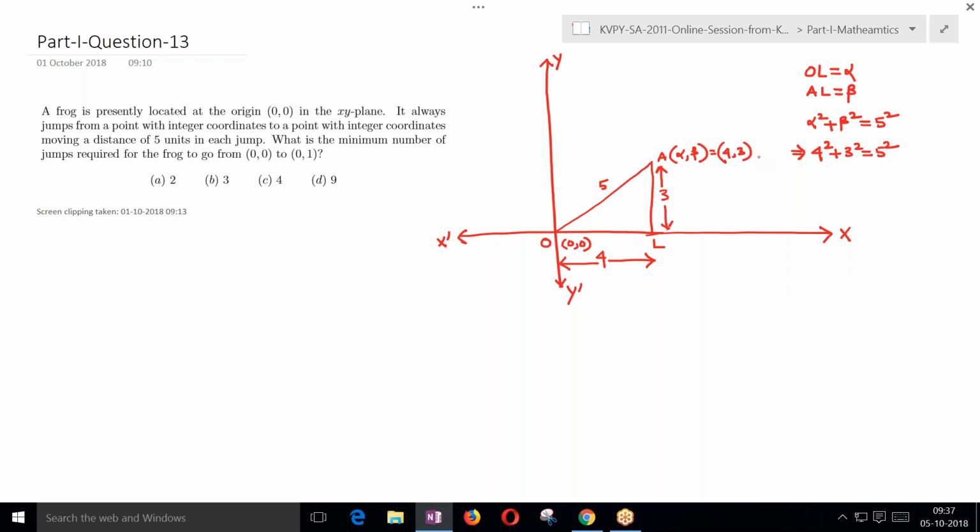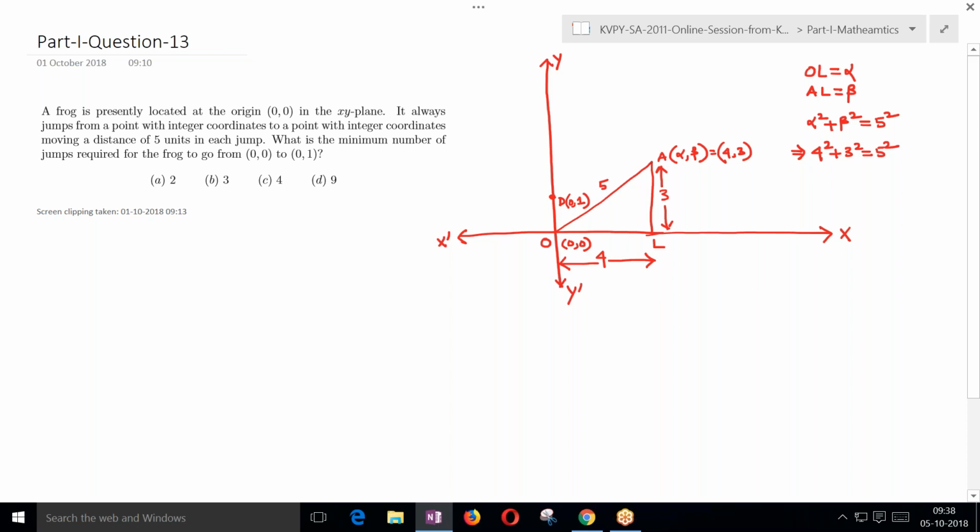Now the question is that what is the minimum number of jumps required for the frog to go from 0, 0 to 0, 1? That means 0, 0 is this one, and 0, 1 will be where? 0, 1 should be a point something like this. Suppose let's consider this is the destination D. This coordinate is 0, 1. X coordinate is 0 and Y coordinate is 1.